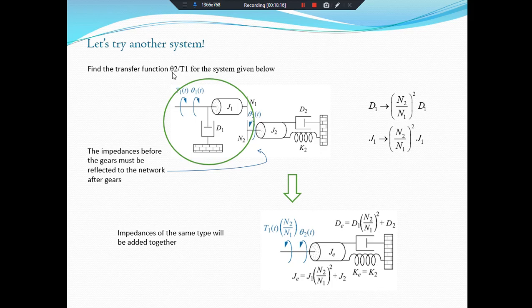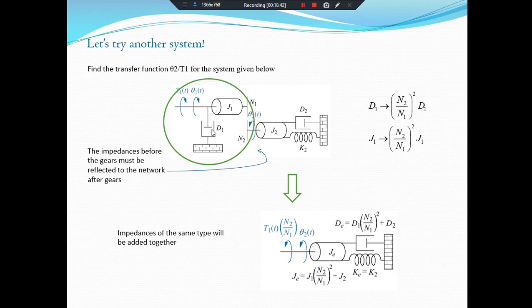So we will multiply by the number of teeth on the destination shaft. What is the destination here? The destination is N2. So we will multiply N2 by N1 whole square with D1. If we want to reflect D1 on the load side or output side, how can we transfer it?